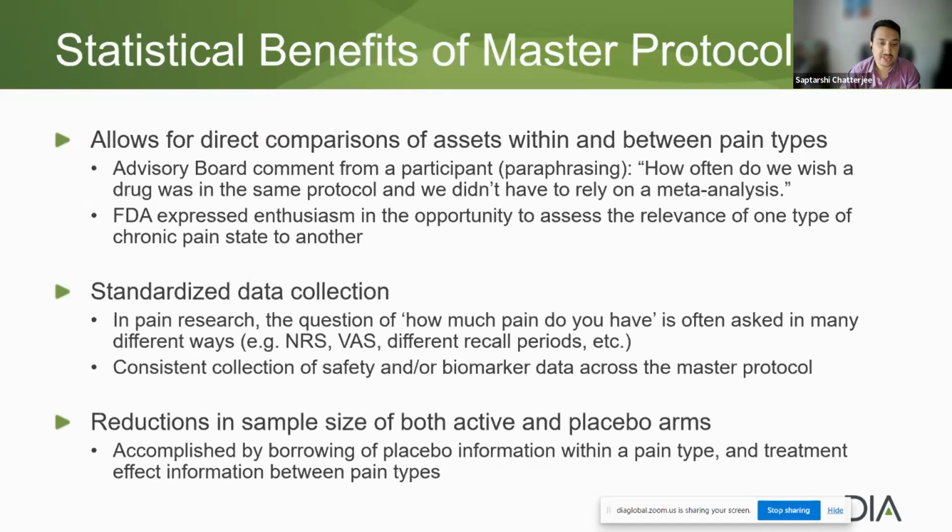And because we had a consistent collection of safety and biomarker data across the master protocol, that was very helpful for standardized data collection, and it was one of the key things that allowed us to do some integrated analysis. And because of the borrowing of the placebo information within the pain type, if we have multiple assets being studied and we are at the last stage, then because of the accrued placebo data up to that point, there is a way to reduce the sample size in both active and placebo arms, which we also realized in some cases.